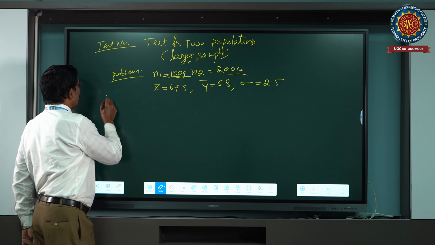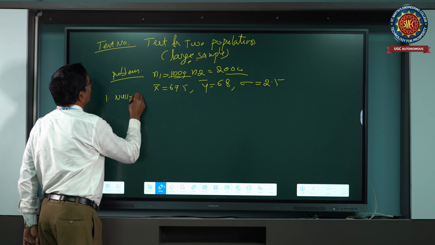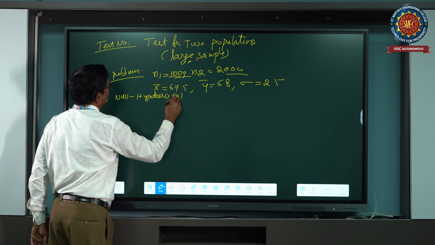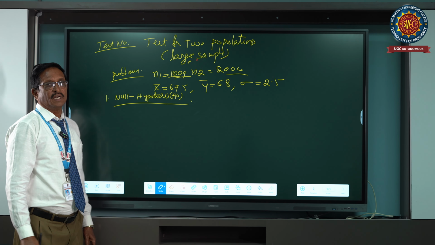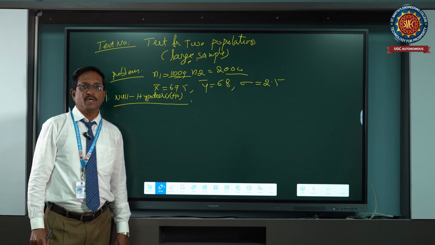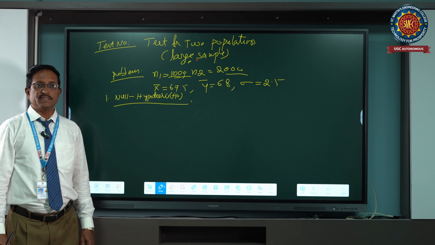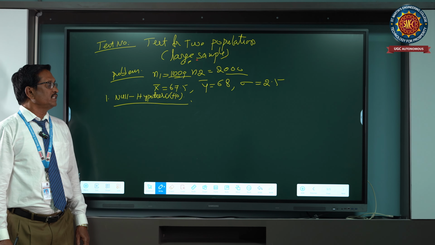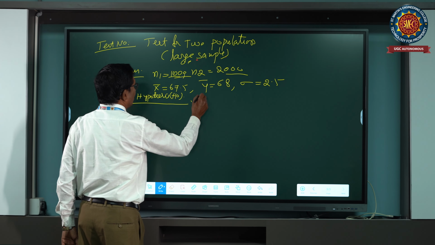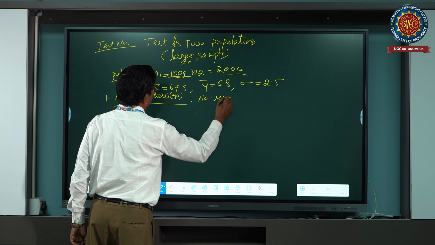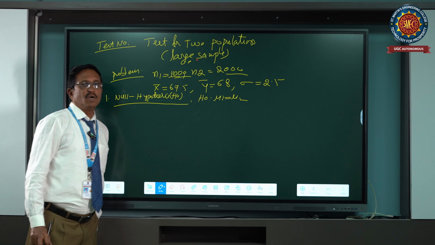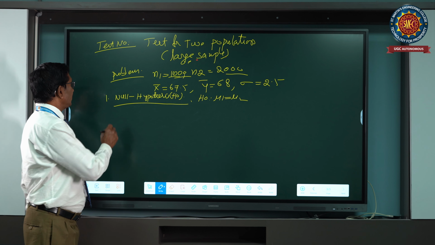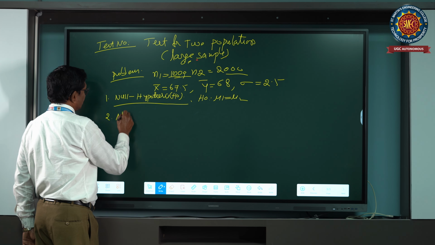In this test, step number 1 is the null hypothesis. H0: there is no significant difference between the two sample means. The first sample mean is 67.5 and the second is y bar equal to 68. There is no significant difference, that is, H0: mu1 is equal to mu2. Mu1 equal to mu2 means the first population mean is equal to the second population mean; both are equal.